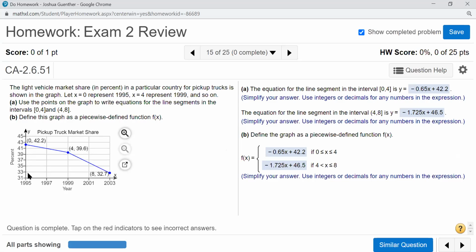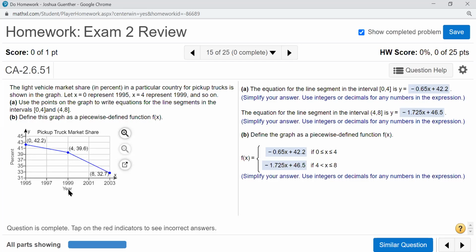So here, x equals 0 is going to represent 1995. So we're going to say in 1995, 42.2% of the pickup truck market share was light vehicles. That just means that of all pickup trucks out there, 42.2% of them were light vehicles. They were smaller, I guess, pickup trucks.